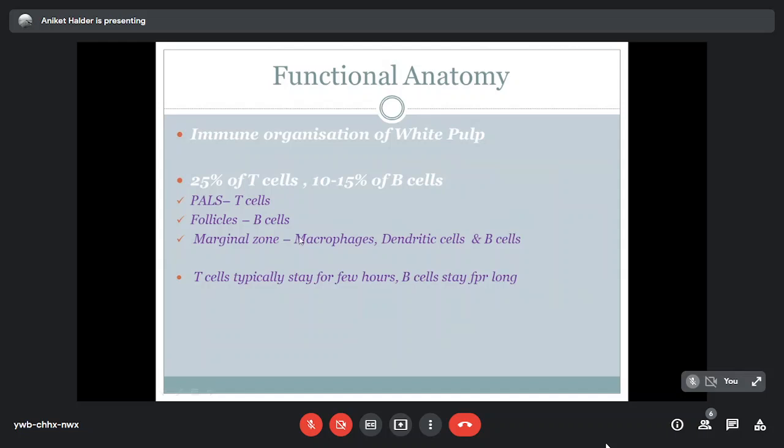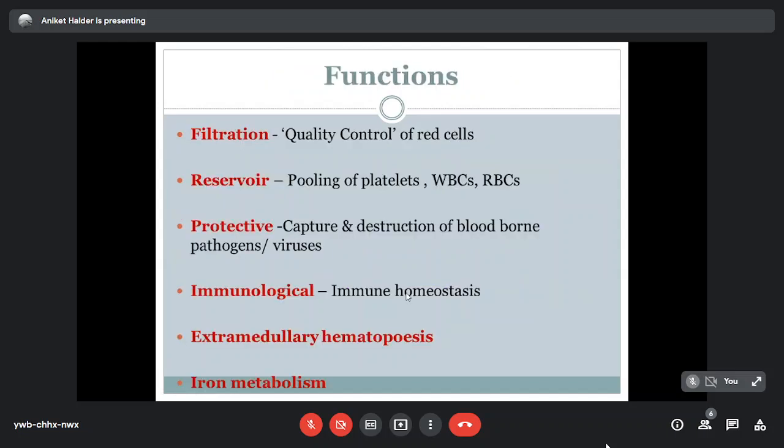This marginal zone is composed mainly of macrophages, dendritic cells, and specialized B cells, which are also known as the IgM marginal zone B cells. These macrophages and the IgM positive B cells of the marginal zone are mainly involved in the innate immunity that the spleen has to offer. This aspect is very important for our protection against infections by encapsulated organisms, that I will discuss in the next slides.